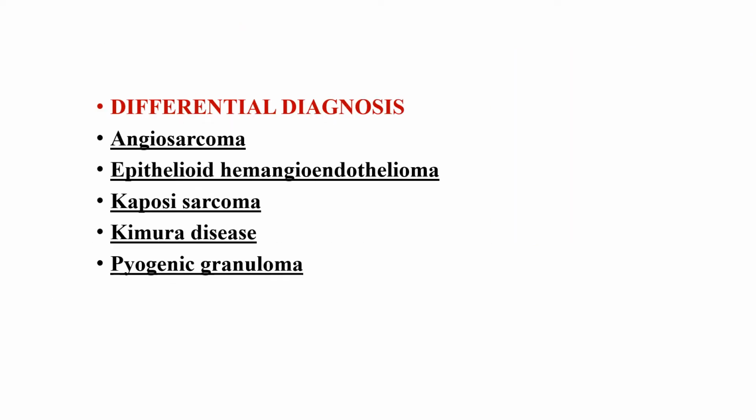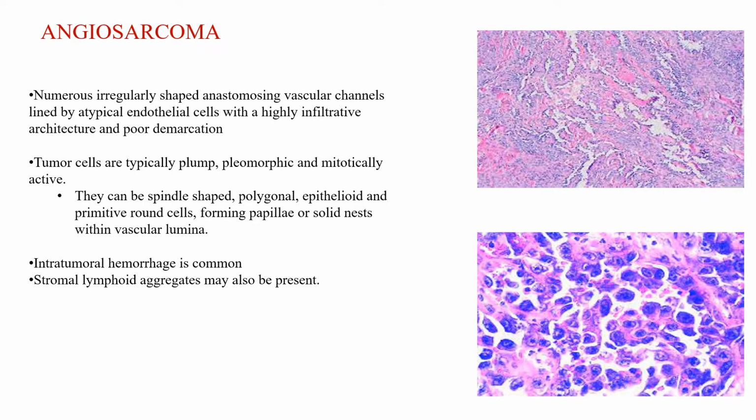Differential diagnosis of angiolymphoid hyperplasia with eosinophilia are angiosarcoma, epithelioid hemangioendothelioma, Kaposi sarcoma, Kimura disease or pyogenic granuloma. Coming to first differential, that is angiosarcoma. Here numerous irregularly shaped anastomosing vascular channels lined by atypical endothelial cells with highly infiltrative architecture and poor demarcation is seen.